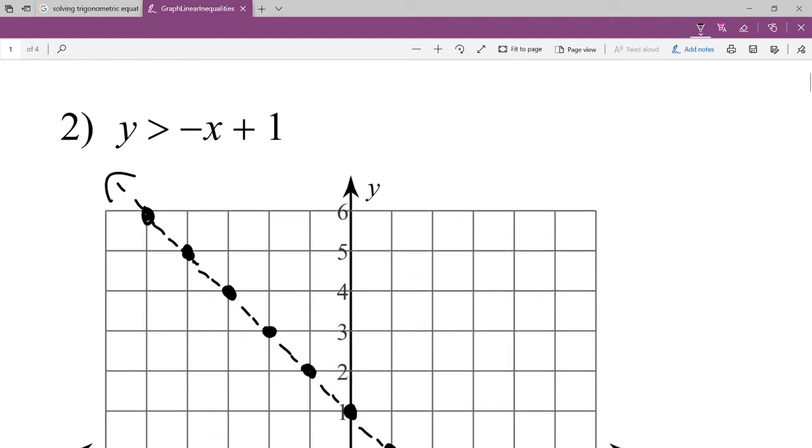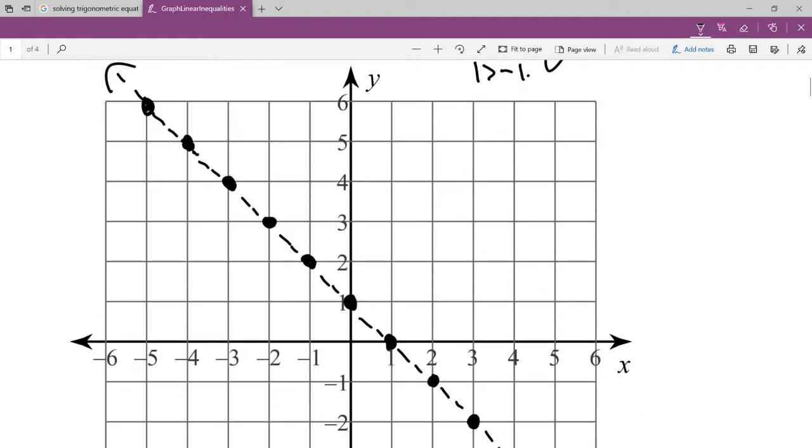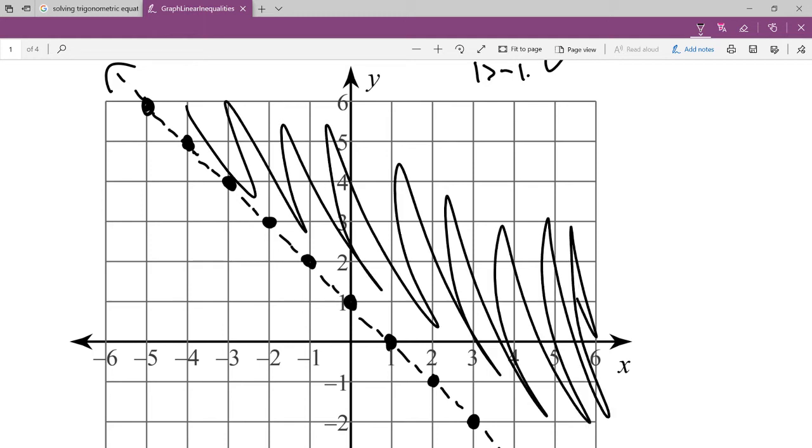So I'm going to first use, let's say, something like 2, 1. So I'm going to use this point, test point 2, 1, and I'm going to say 1, is that greater than negative 2 plus 1? 1 is greater than negative 1, and that's true. So therefore, I shade above this line.